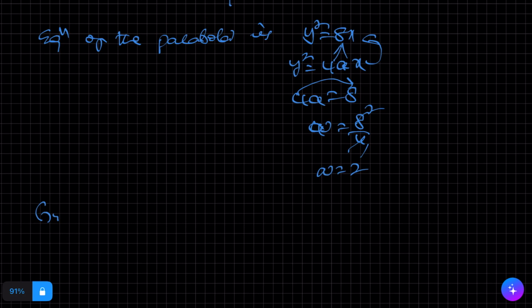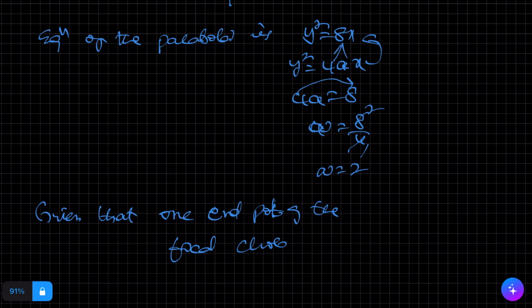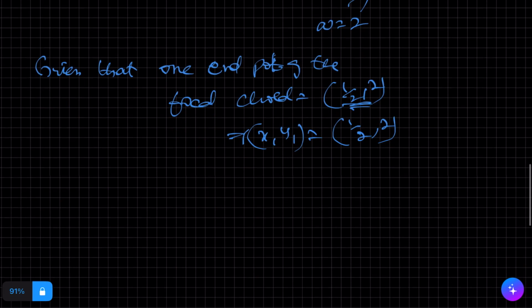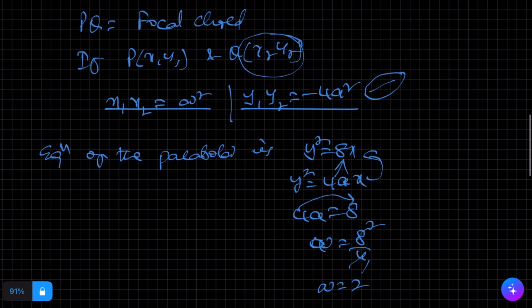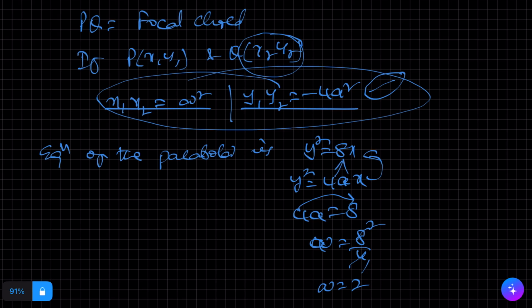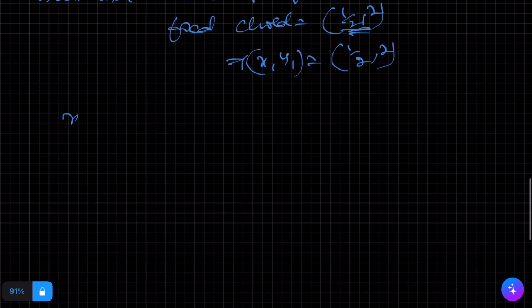Now given that one endpoint of the focal chord is (1/2, 2), let me take this point as (x1, y1). So (x1, y1) equal to (1/2, 2). The other endpoint is (x2, y2). I'll use this condition to get the other end: x1 times x2 equal to a square, and y1 times y2 equal to minus 4a square.